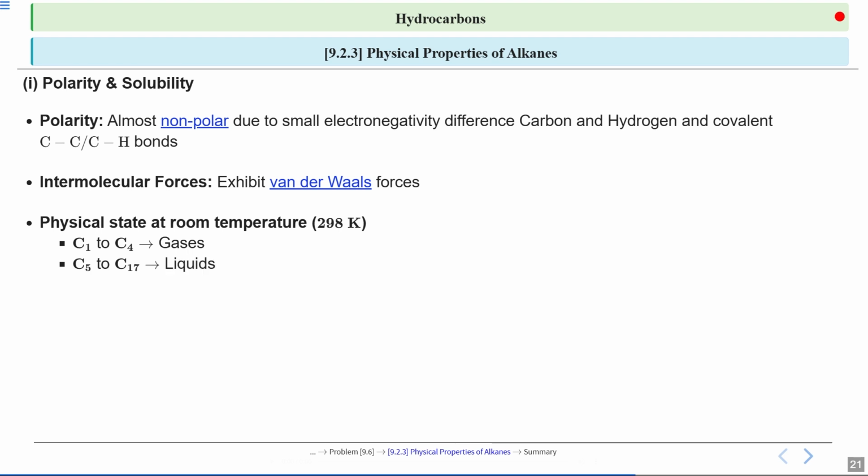After that, as the carbon chain length increases, alkanes from C5 to C17 become liquid. This is because the van der Waals force becomes stronger with longer carbon chains, requiring more energy to change their state. Alkanes with 18 or more carbon atoms are solids at room temperature. The increased molecular size leads to even stronger van der Waals forces, making them solidify. Regardless of their state, all alkanes are colorless and odorless. This is a characteristic property of all alkanes.